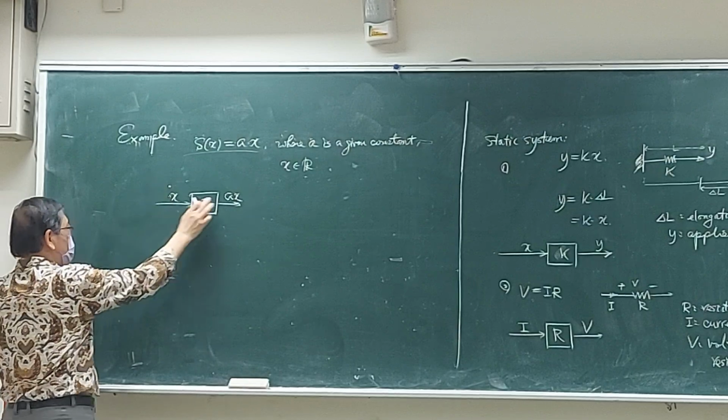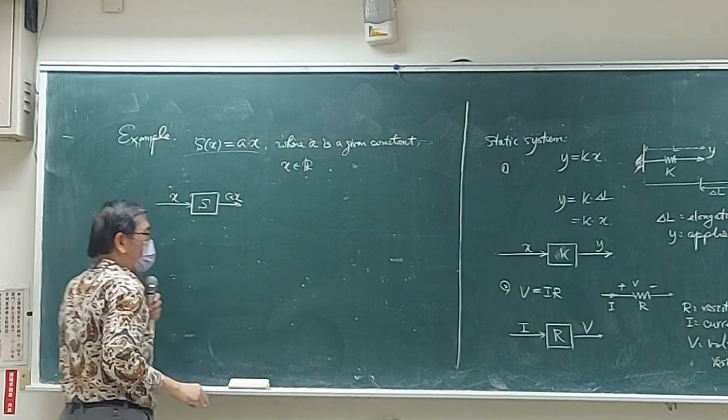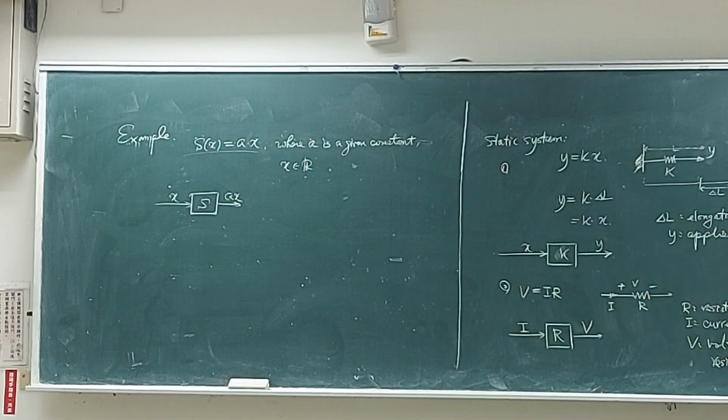The input is x, then the output is a times x. Okay, so let's try. Let me call this the left-hand side: S of alpha x plus beta y is the left-hand side. And these are the right-hand side. Okay?